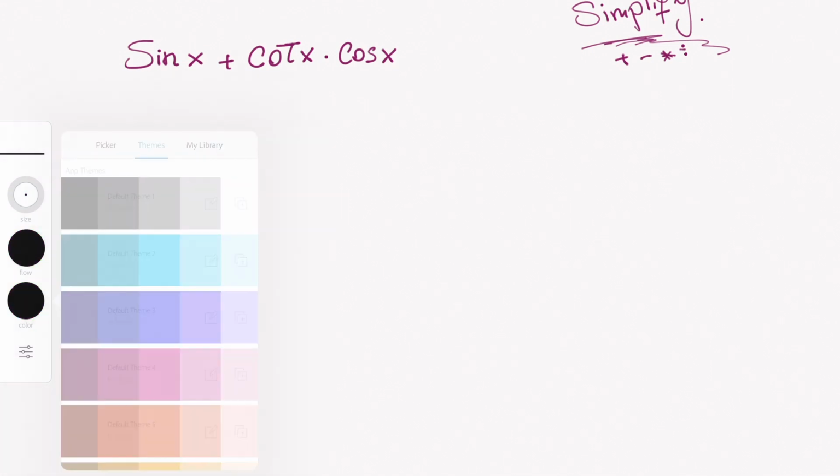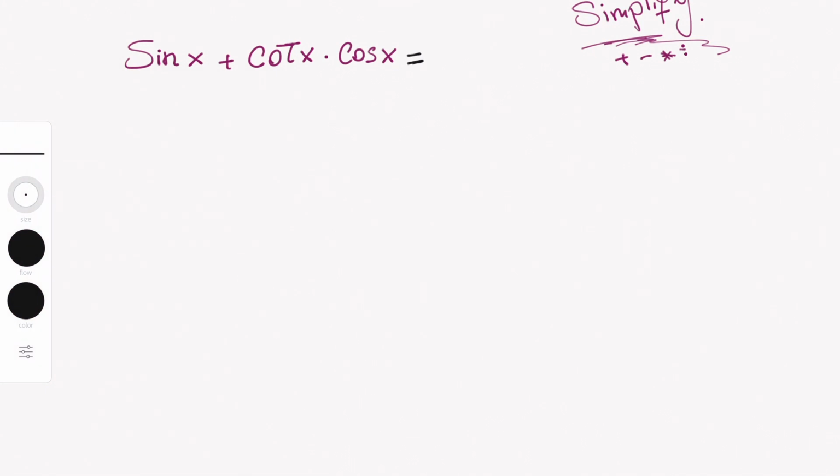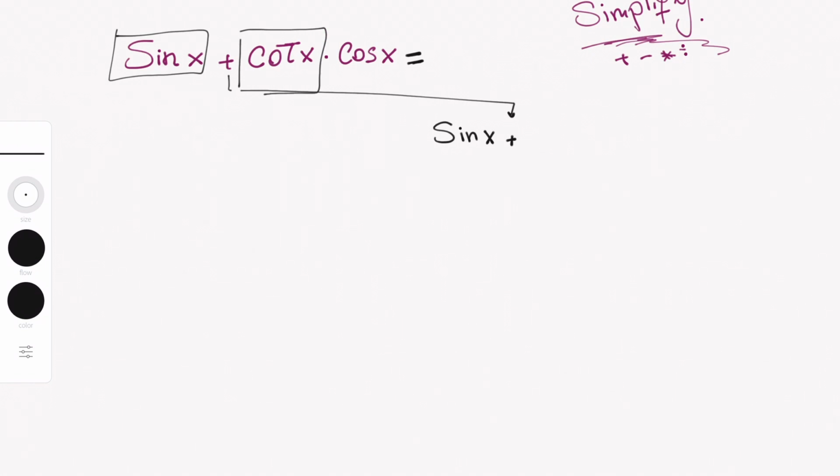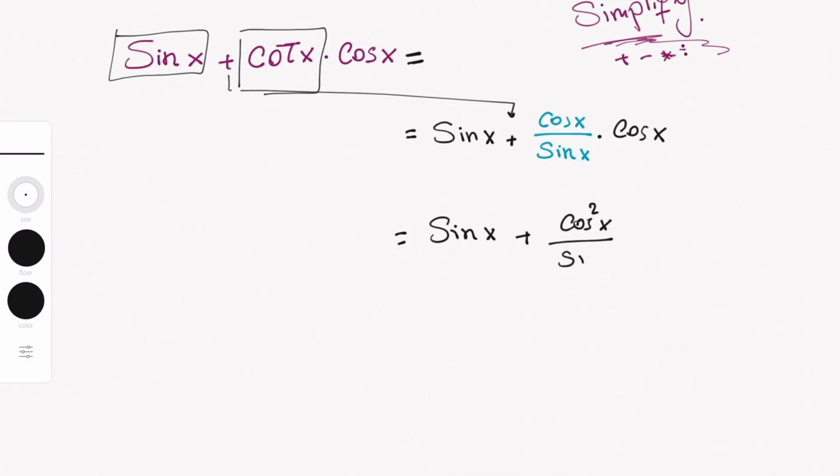So we make an equal sign, because this is an expression. Sine of x, we cannot do anything, so I'm going to write sine of x plus, in the same place, but instead of cotangent of x, we can put cosine of x over sine of x. Then we go back, multiply by cosine of x. This is equal to sine of x plus cosine square of x over sine of x.